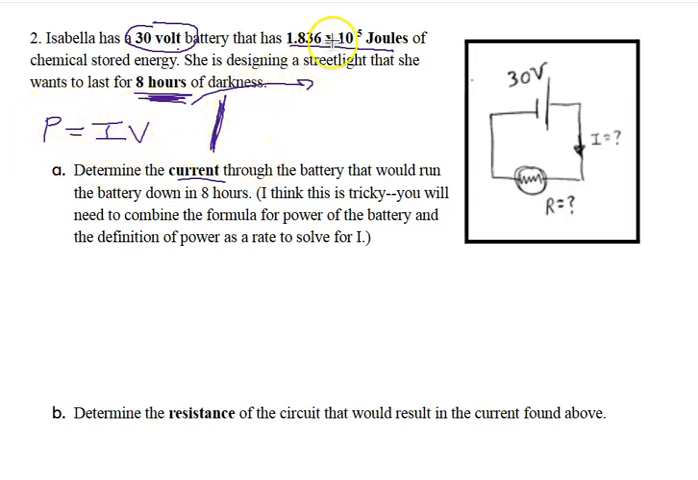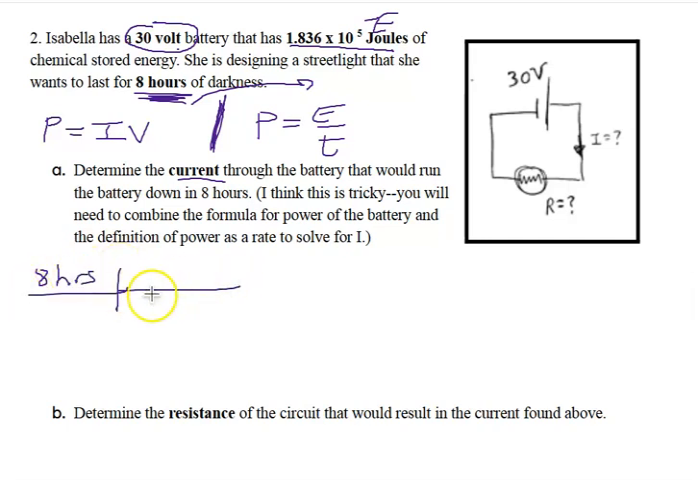So we have energy. So we know energy, we know time. Let's start with the formula for power equals energy over time. Okay, so the first thing we need to do is say, oops, 8 hours is the wrong units. So 8 hours, and 1 hour is 3,600 seconds. So that is 28,800 seconds.